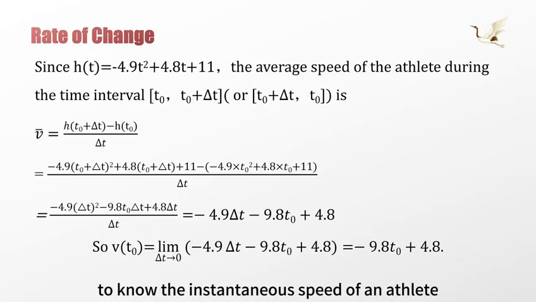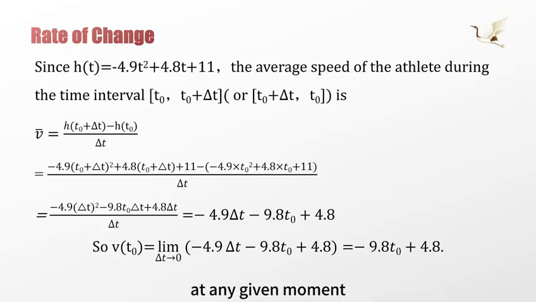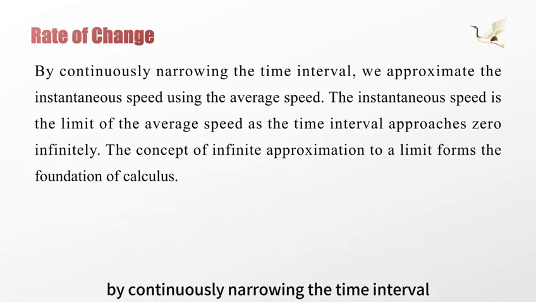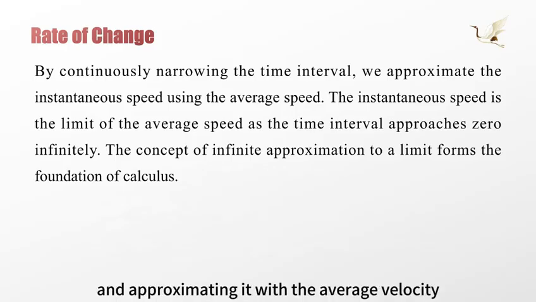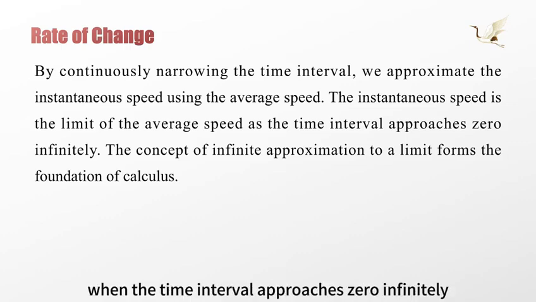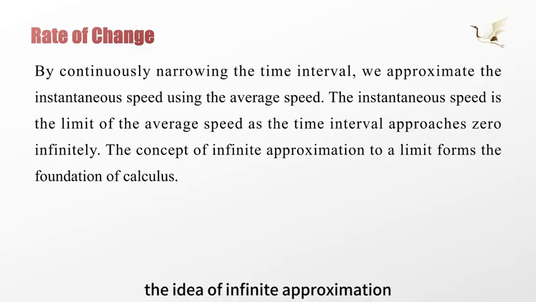To know the instantaneous speed of an athlete at any given moment, simply input the corresponding moment into this expression for calculation. Looking back at the process just now, we obtained the instantaneous velocity by continuously narrowing the time interval and approximating it with the average velocity. Instantaneous velocity is the limit of the average velocity when the time interval approaches 0 infinitely. The idea of infinite approximation is also the foundation of calculus.